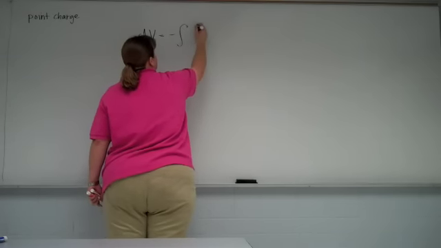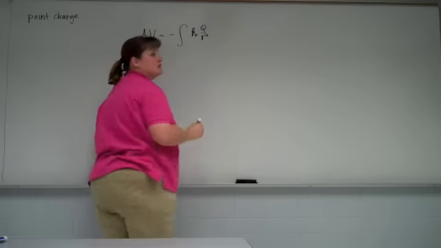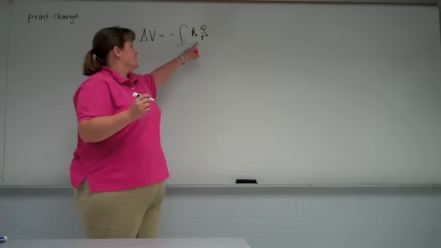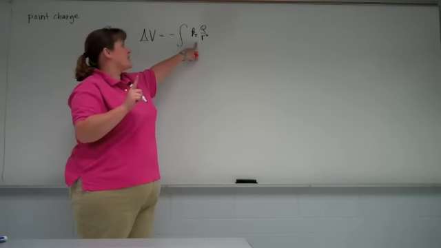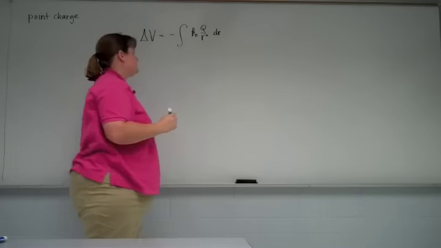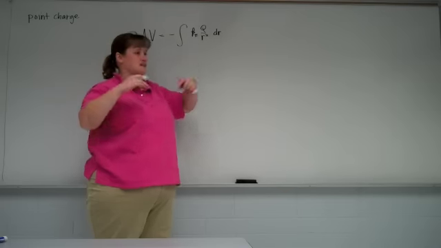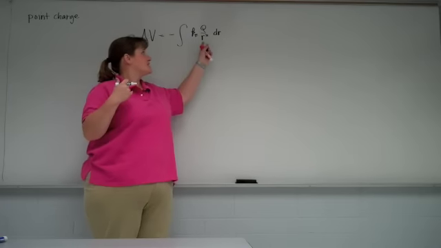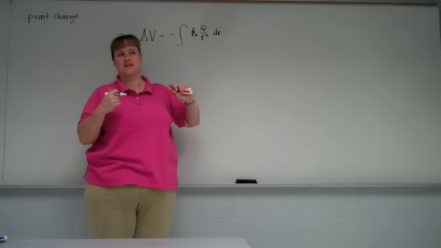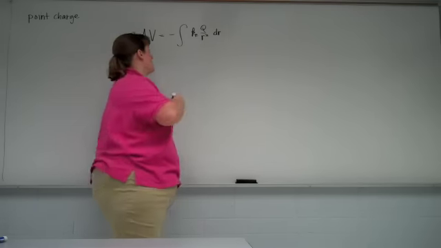So negative integral for a point charge, we have kq over r squared. Our electric field due to a single point charge is kq over r squared times dr. Now, we're implying that dr is radially outwards, because this r is radially outwards. So by not writing it as a dot product, we're implying they're in the same direction.